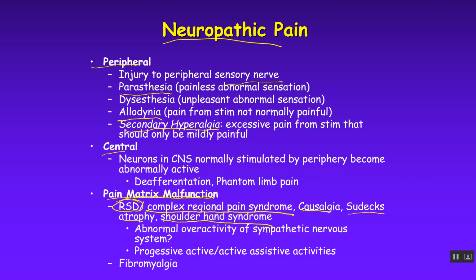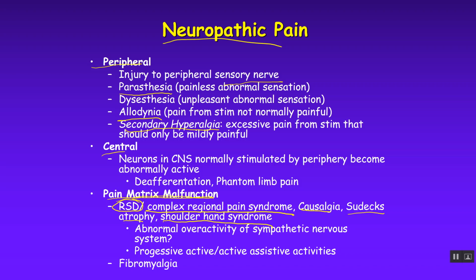So I want you to know complex regional pain syndrome, but I also want you to know if you go in the clinic, your therapist or your CI might say they have shoulder-hand syndrome, or reflex sympathetic dystrophy, or Sudeck's, or causalgia. You may hear those terms. You may hear a physician write those terms. They're really all talking about complex regional pain syndrome.